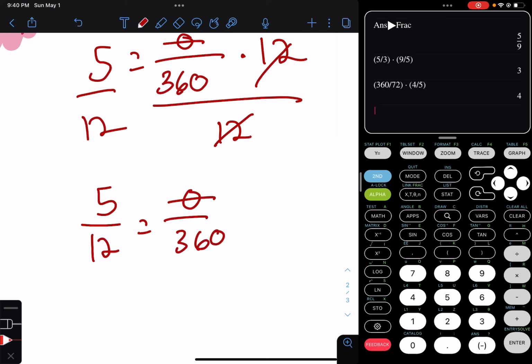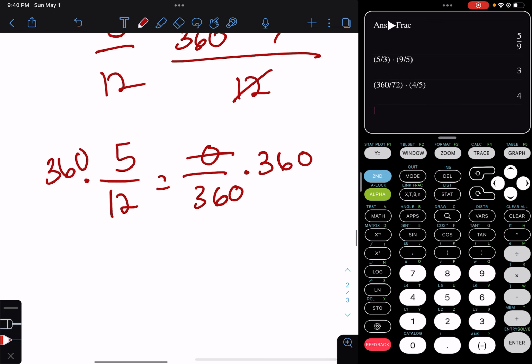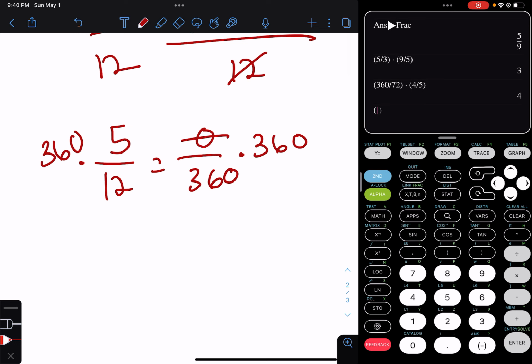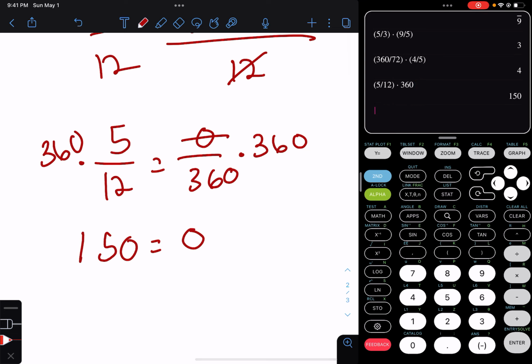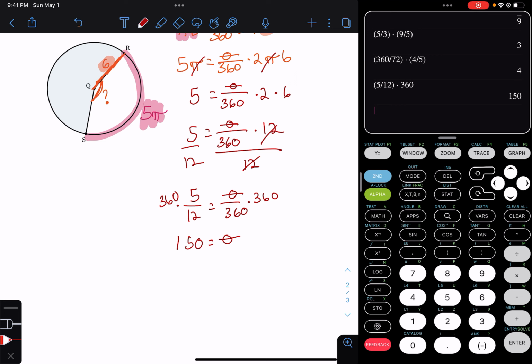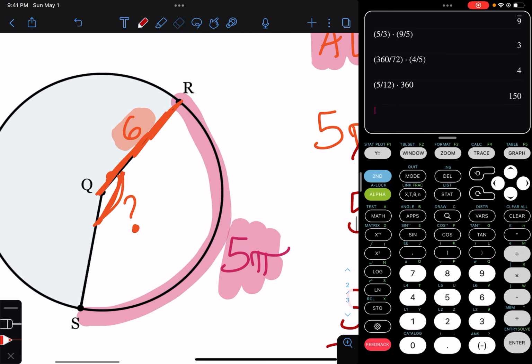And then to get my theta by itself, I'm going to multiply both sides by 360. Again, there are different ways to do this, and if you want to do it a different way, by all means, go for it. I'm just trying to think of the simplest way. So we have that theta is equal to 150 degrees. We could write that in right here. This guy is equal to 150 degrees.